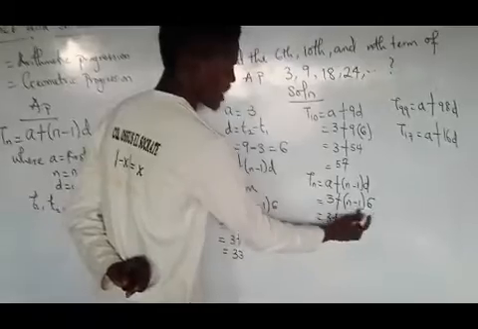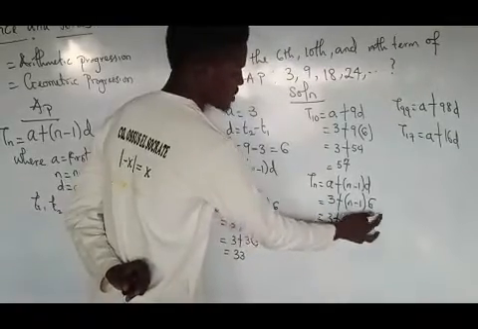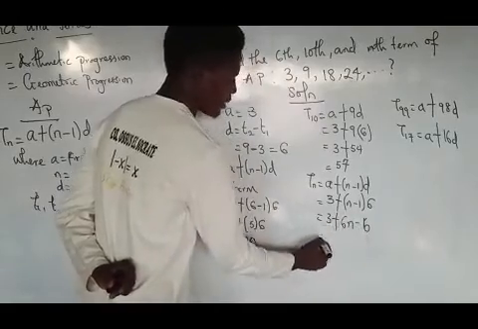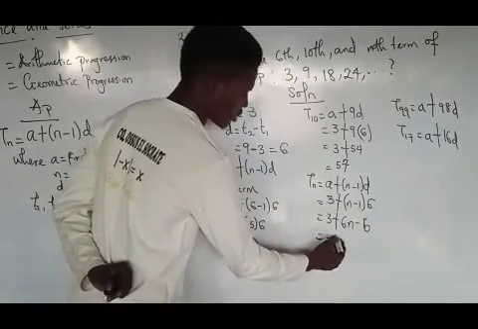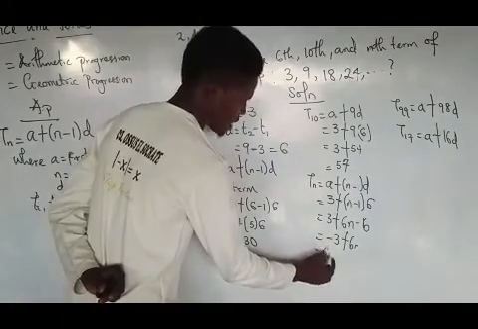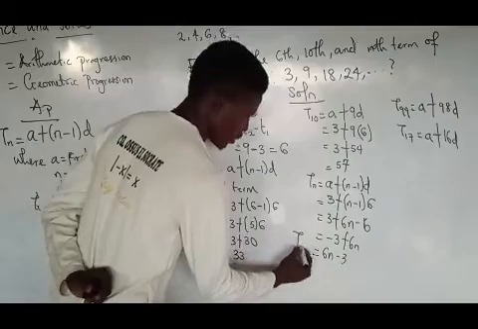Then that will be 3 plus 6 times n, which will give you 6n. 6 times 1 will give you minus 6. Then 3 minus 6 will give you minus 3 plus 6n. Then your formula is 6n minus 3. So this is your formula.